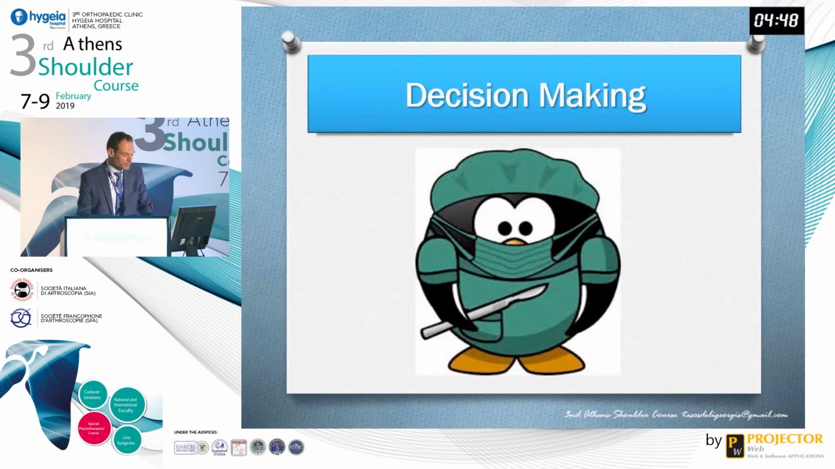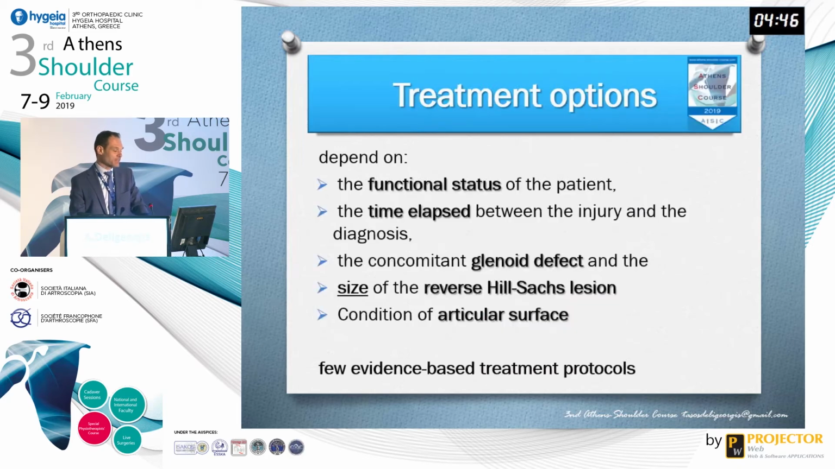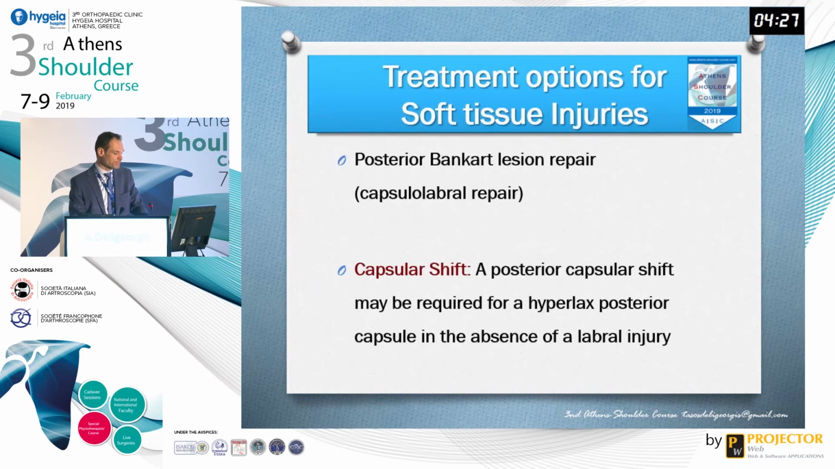So what do we do with a posterior dislocation? Well, it usually depends on the functional status of the patient, how much time has elapsed since the injury, and the diagnosis: whether we have a glenoid defect, the size of the Hill-Sachs lesion, and the condition of the articular surface. There are few evidence-based protocols out there.